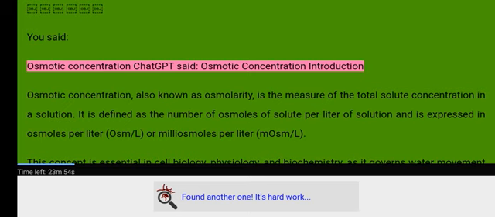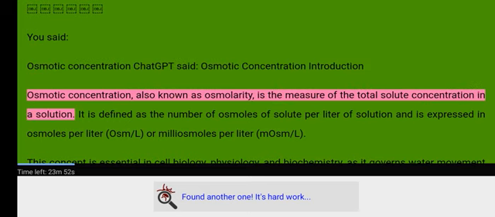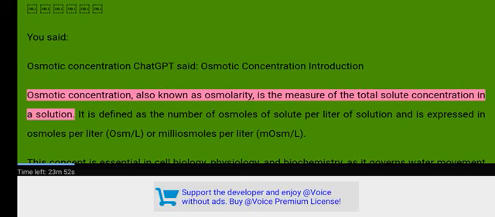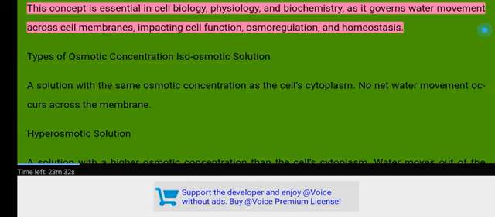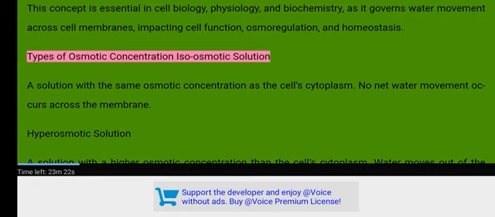Osmotic concentration. Introduction. Osmotic concentration, also known as osmolarity, is a measure of the total solute concentration in a solution. It is defined as the number of osmoles of solute per liter of solution and is expressed in osmoles per liter (Osm/L) or milliosmoles per liter (mOsm/L). This concept is essential in cell biology, physiology, and biochemistry, as it governs water movement across cell membranes, impacting cell function, osmoregulation, and homeostasis.